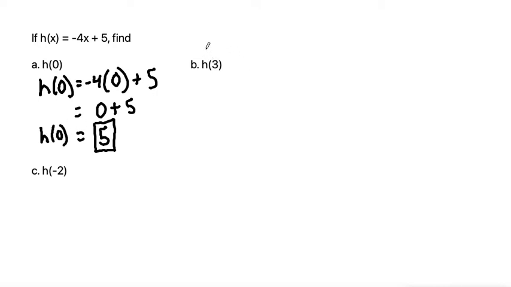For letter B, we're looking for h of 3. So it's a similar idea. 3 is in the place of x, so we need to plug in 3 for everywhere we see x in our function. So h of 3 is equal to negative 4, and we'll plug in 3 for x, plus 5.